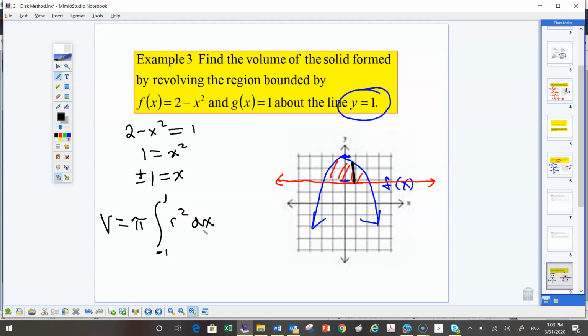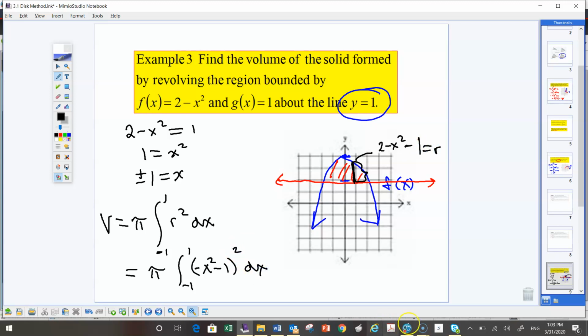Now, the radius is going from the top of this slice to the bottom of this slice. And the top of the slice is the function, which is 2 minus x squared. So the top of this is 2 minus x squared. And then you have to subtract away what the bottom of the slice is touching, and it's the function y equals 1. So if I simplify that expression, it becomes negative x squared minus 1 is my radius. And I still have to square it, and I have to integrate that with respect to x.